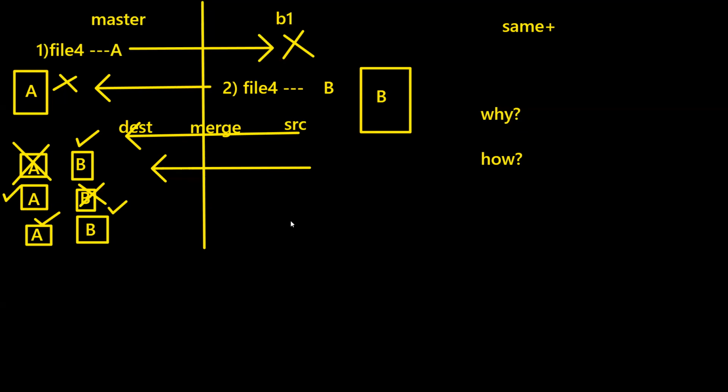The basic point is that your source branch is missing some commits which are there on the destination. If the source had this kind of commit history for file 4, then there would not be a conflict.